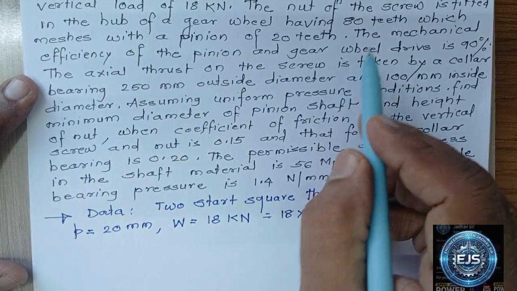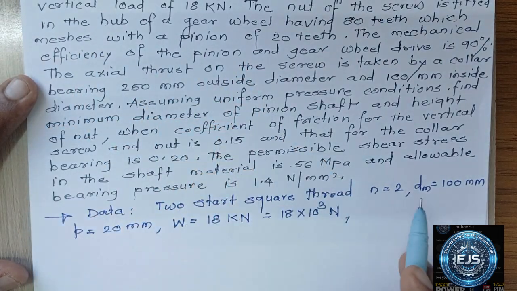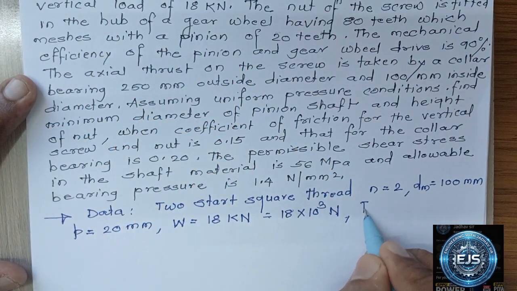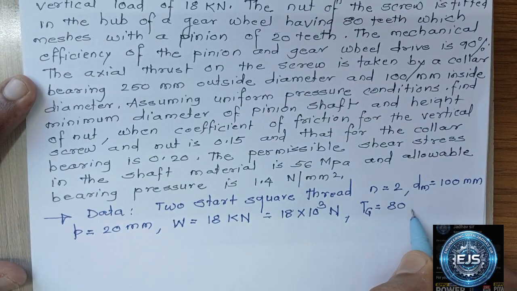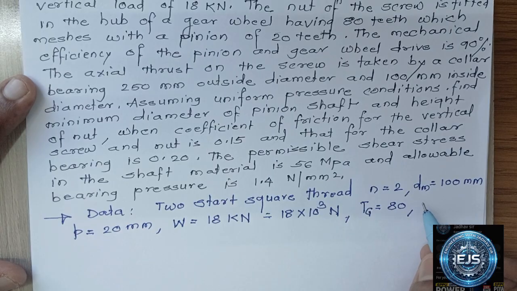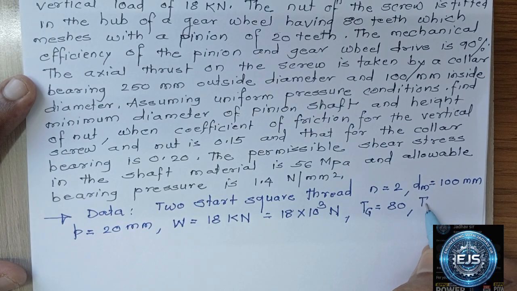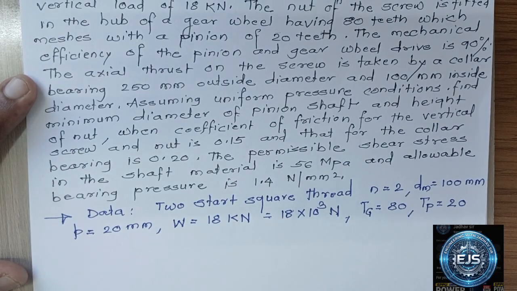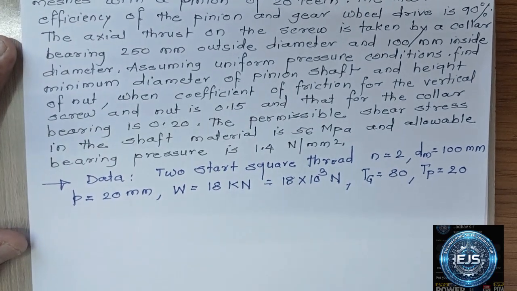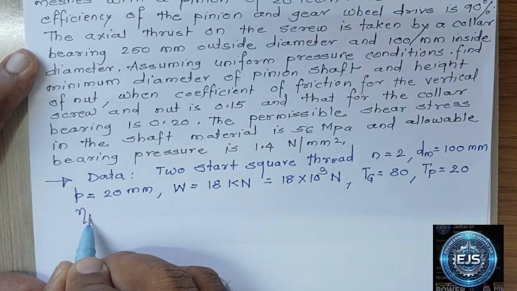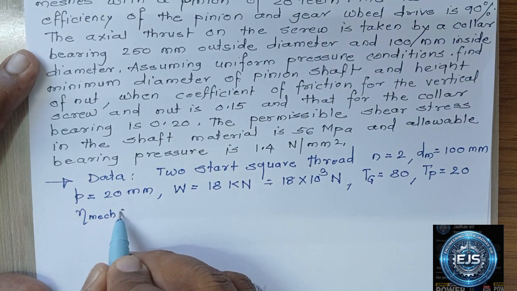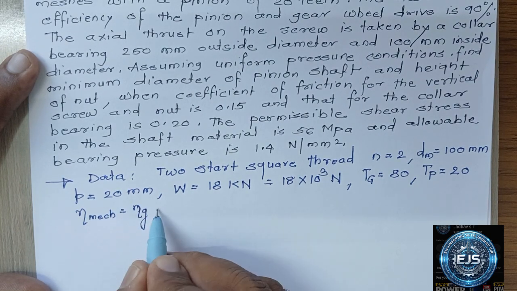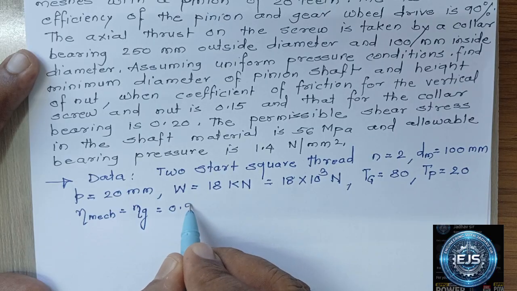Then this nut of the screw is fitted in the hub of a gear wheel having 80 teeth. So TG is the number of teeth on the gear wheel, TG is equal to 80 teeth, which meshes with the pinion of 20 teeth. TP is the number of teeth on the pinion, so TP is equal to 20. The mechanical efficiency of the pinion and gear wheel drive is 90%, so eta G is equal to 90%, that is 0.90.